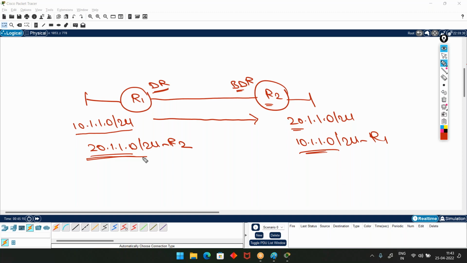That is your assumption, Sohan. It's wrong, Sohan. DR and BDR will exchange their database with each other. Remember this point. Understood? Okay, sir. Yes, sir.